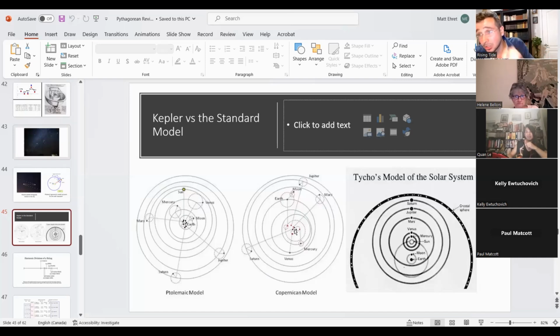Because in fact, everything goes around a little invisible spot called an equant near the sun, which is the center of his system, not the sun itself. The sun plays no role in Copernicus' system.